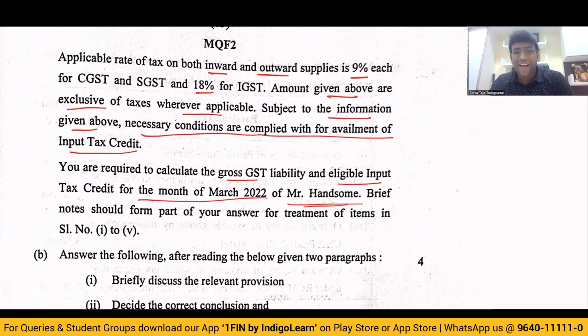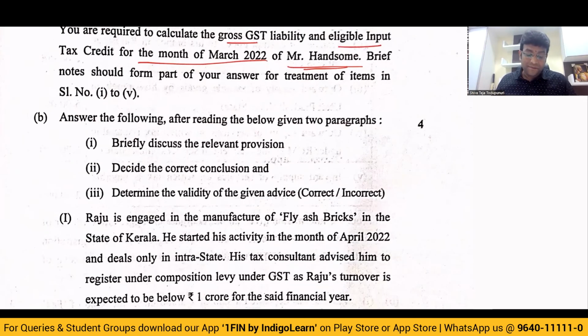Getting clarity, everyone? A very, very interesting question. The only point is that generally the del credere agent concept doesn't come in the exam. So for the first time, it came as a surprise in the exam. So that's why students might have slightly felt that this was a different kind of question. But let me honestly tell you that it's a very interesting and comfortable question. Not that it is difficult at all. Make sense, guys? Brilliant.